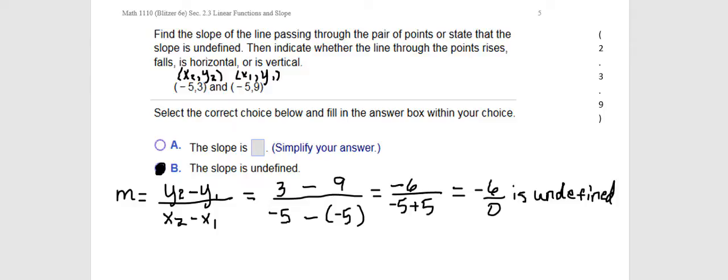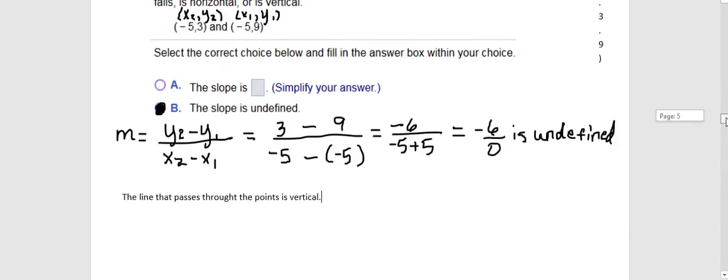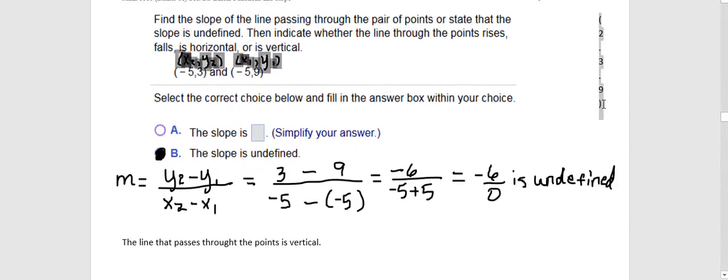So I get negative 6 over 0. Division by 0 is always undefined. So this slope is undefined. I choose B. The line that passes through the points is vertical. The vertical line is the only line that has an undefined slope.